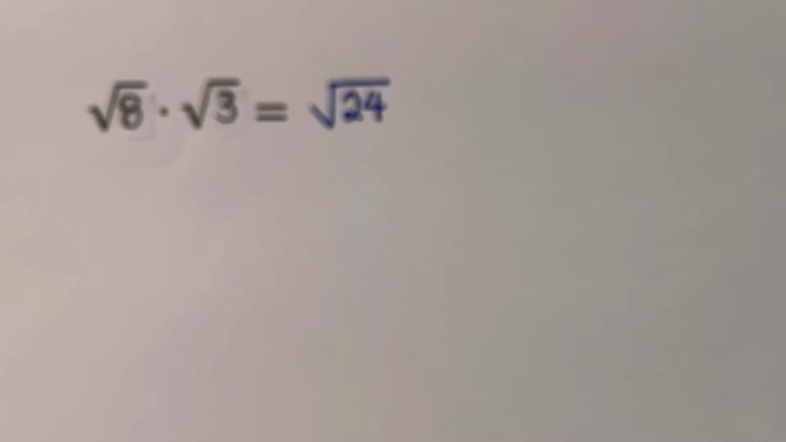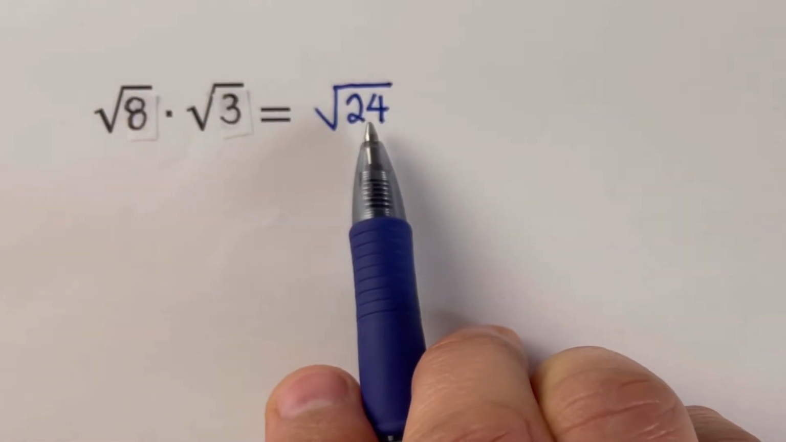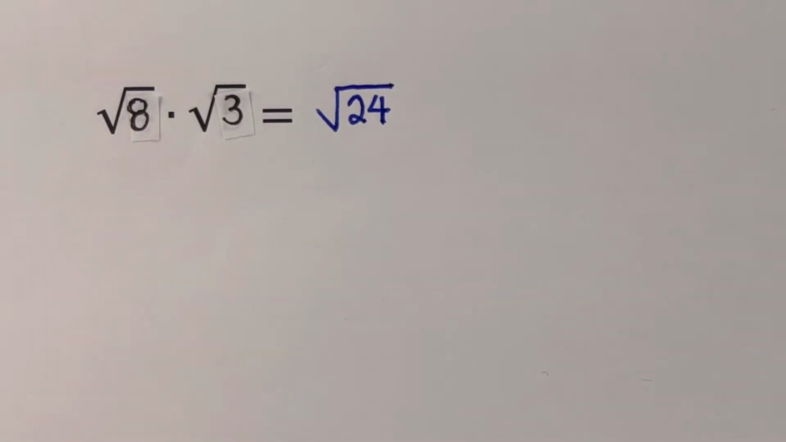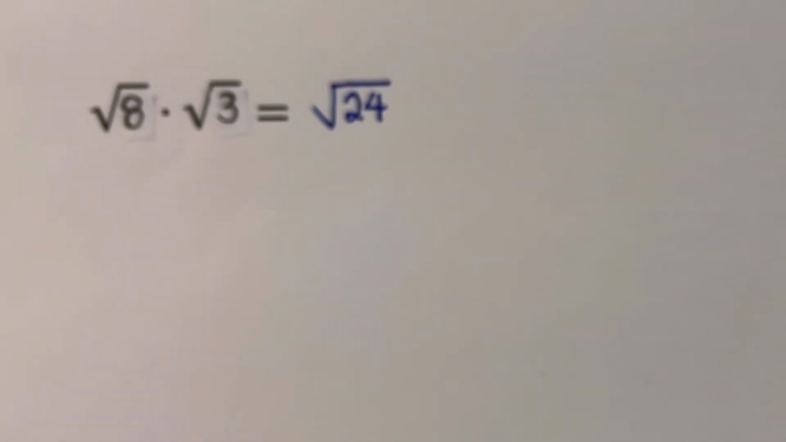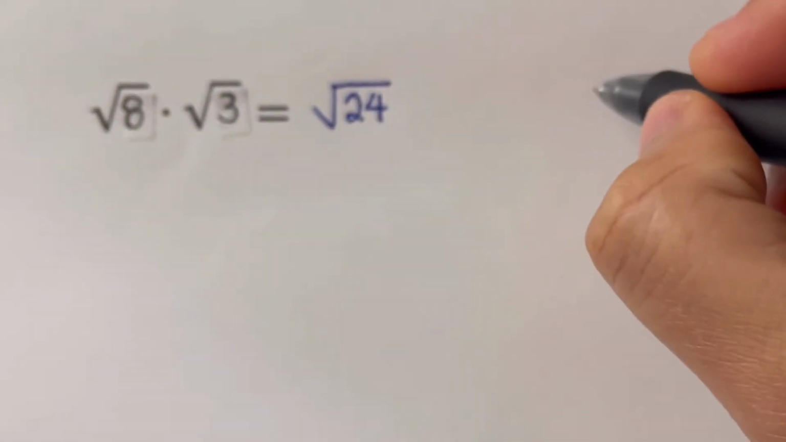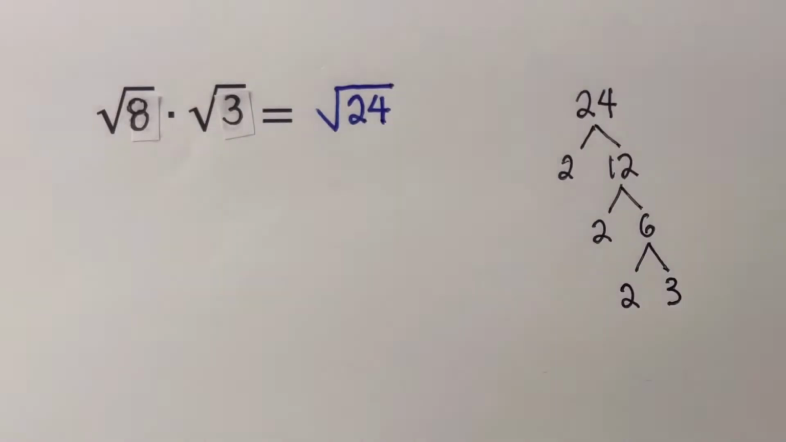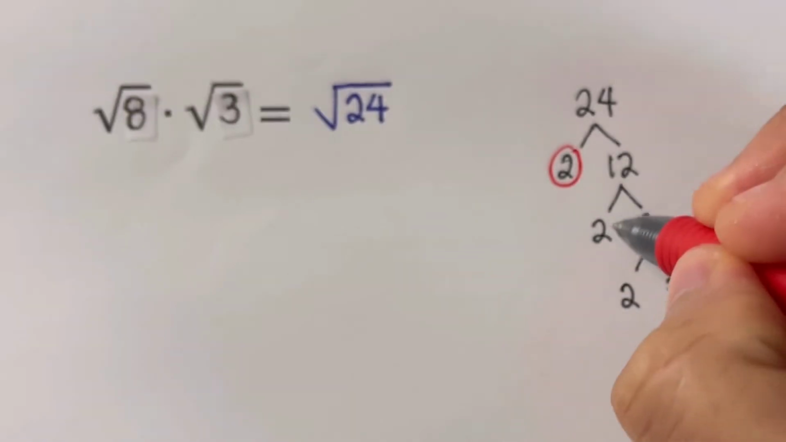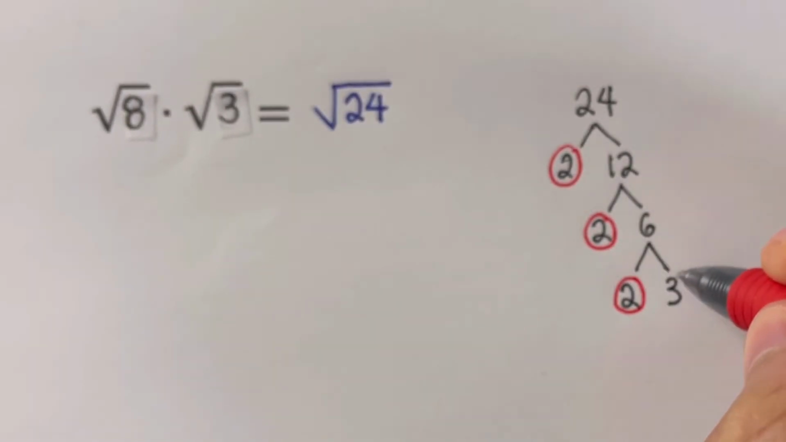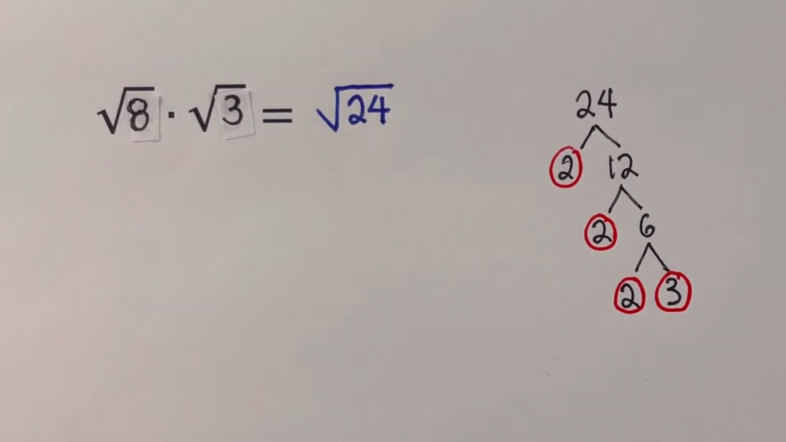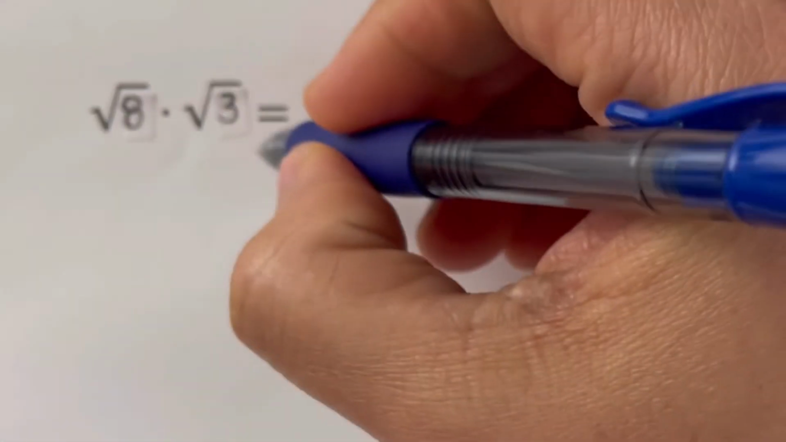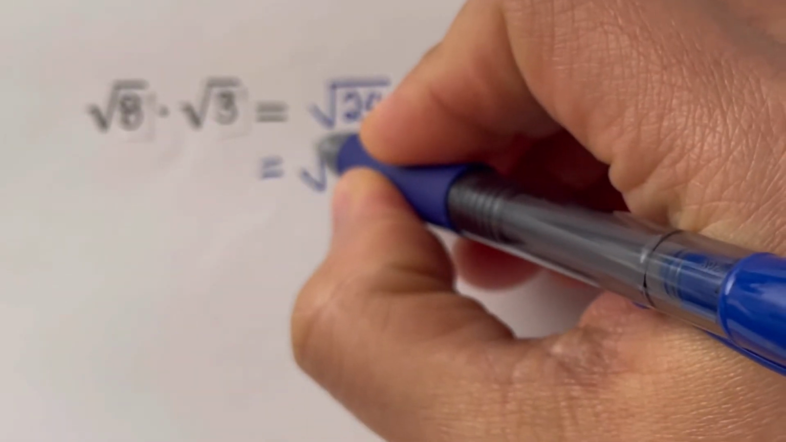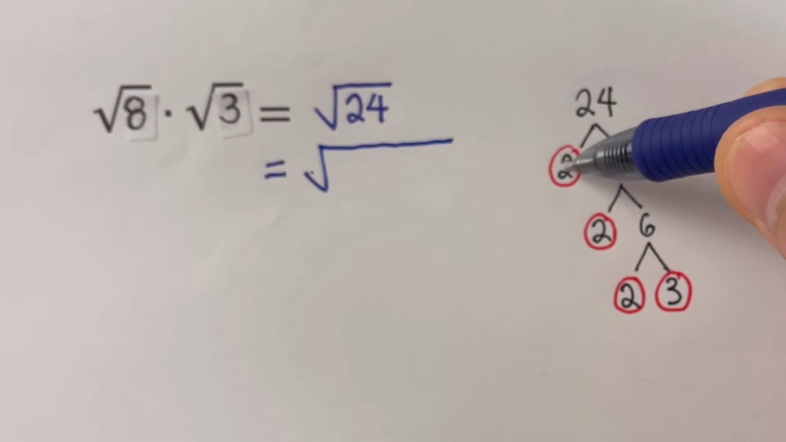Now please remember that this square root of 24 can still be reduced to its lowest form. So I'm going to show you the factor tree method in simplifying this square root of 24. So these are the prime factors of 24. There's another video that talks about how to use the factor tree to simplify a radical expression. Again, I will put that link in the description box below.